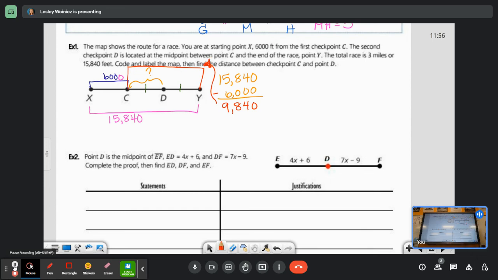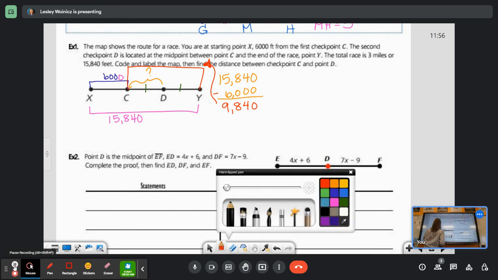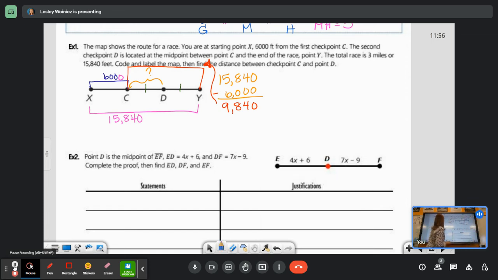So this piece is the 9,840. Now we don't want that whole piece. We want only half of it. We divide it by 2, and that's where they were getting that 4,000 number. So now we're going to take this 9,840 and divide it by 2, because D is the midpoint of that section of the race.